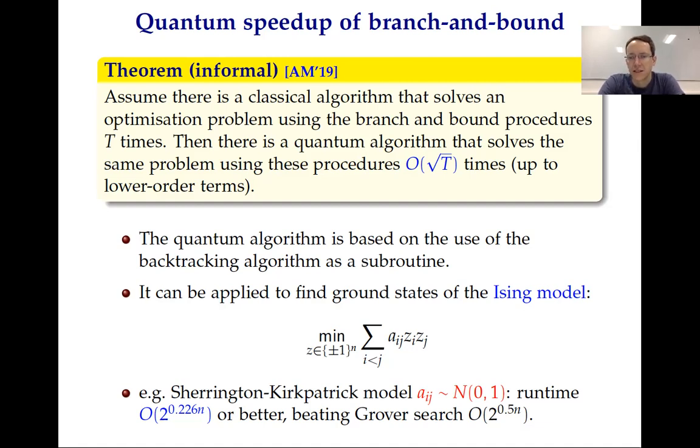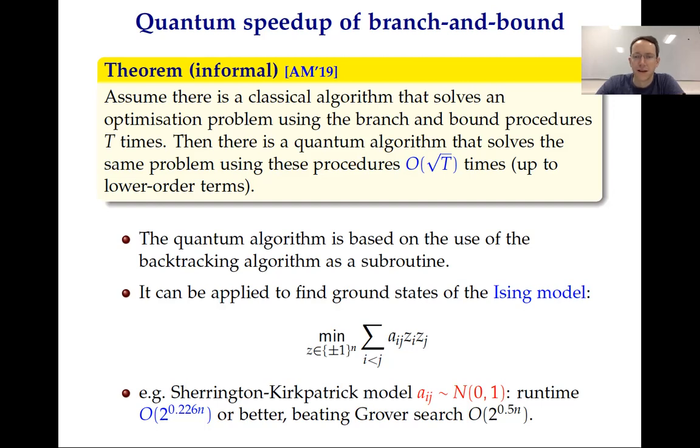If we want to find the lowest energy assignment to these zis, then we can do this by exhaustively searching over them in time 2 to the n. Or if we have a quantum computer, we can use Grover's algorithm and get 2 to the n over 2. But applying this quantum backtracking / branch and bound approach, we can prove a better runtime than this, which is 2 to the 0.226 n. And empirically, the algorithm's runtime seems better still based on some experiments. The nice thing is this does beat Grover's search for this particular problem.